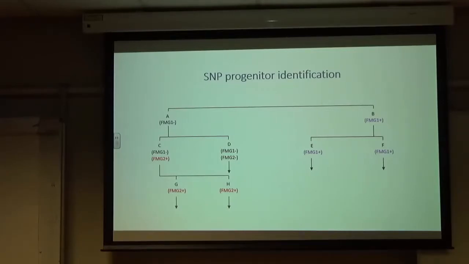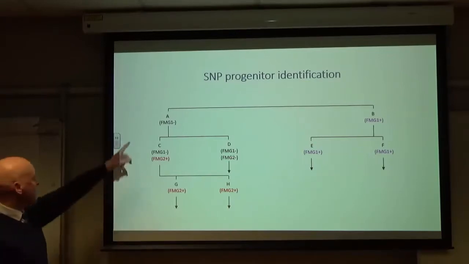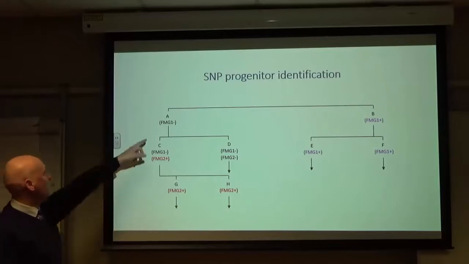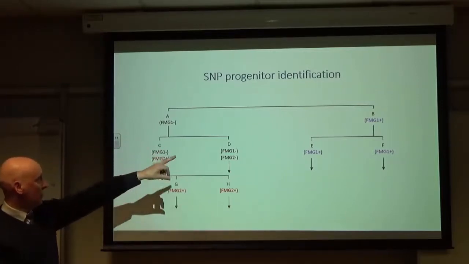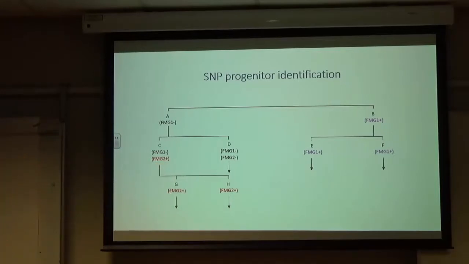Then we look to see what's happened with B's brother A, and his descendants have tested as FMG1 negative. Okay? So we know that FMG1 cannot have been passed down from the father of A and B, because one doesn't have it and one does. So in other words, it must have occurred in B. Therefore, B is the SNP progenitor. And that's the methodology that was used to identify Sir John Stuart of Bunkle.